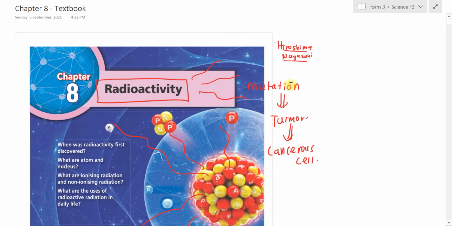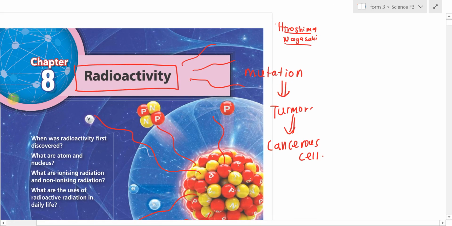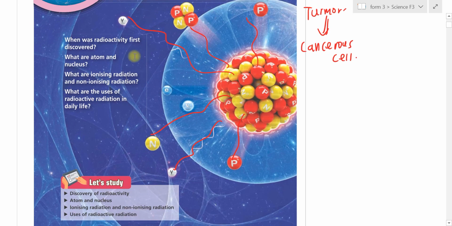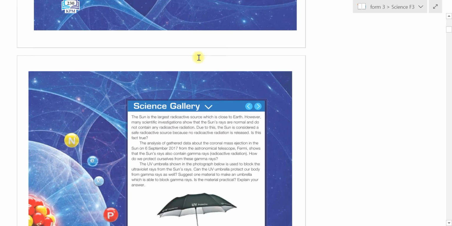This radioactivity field is not about destruction in some way. We can use it for our own beneficial purpose. We will see how we are going to use it.